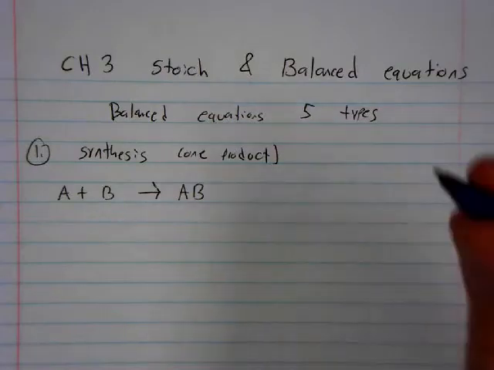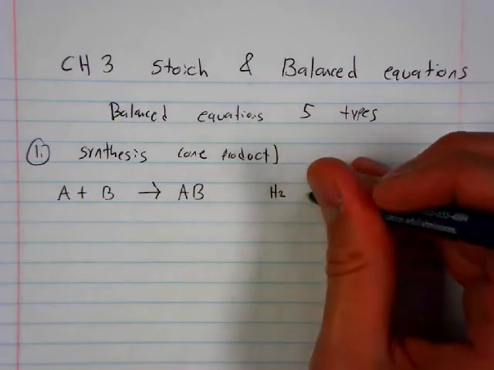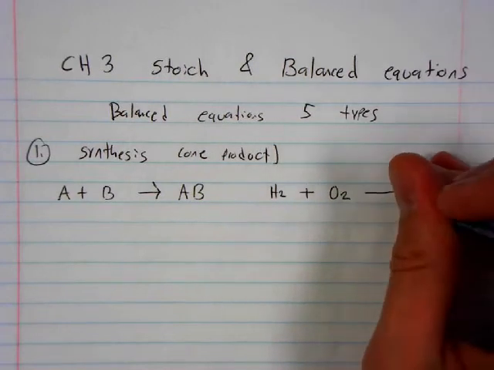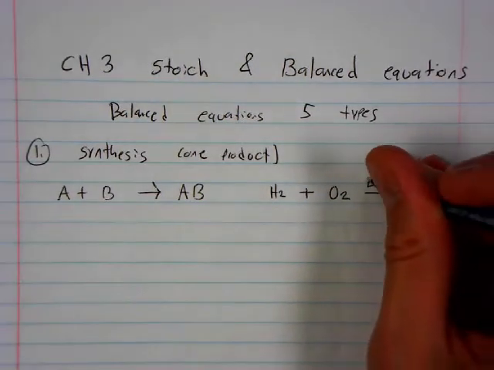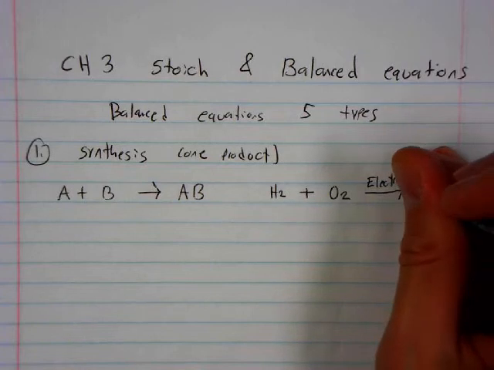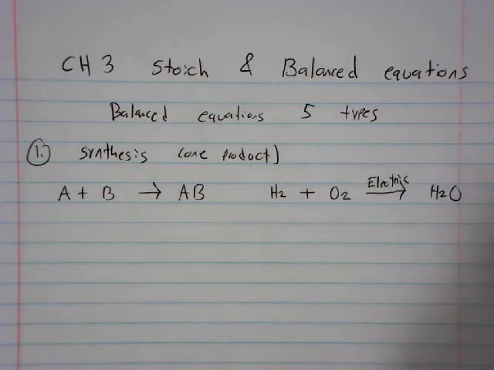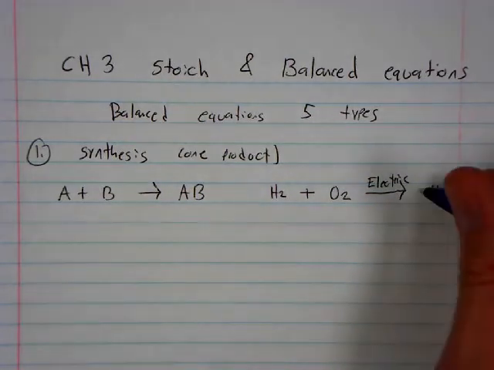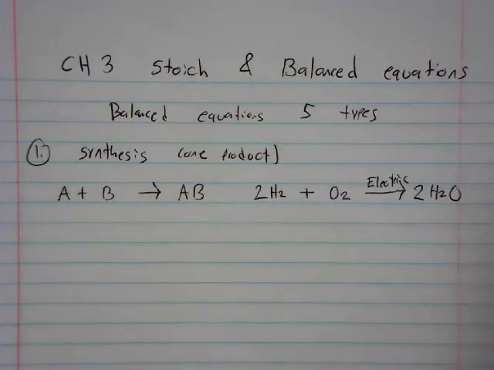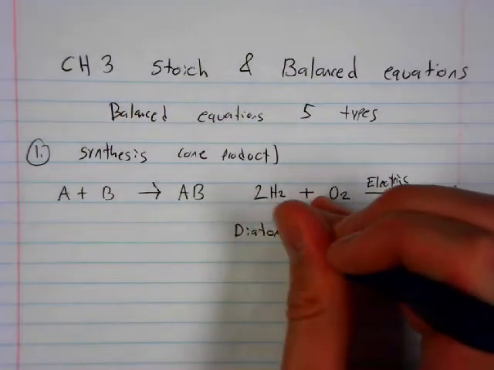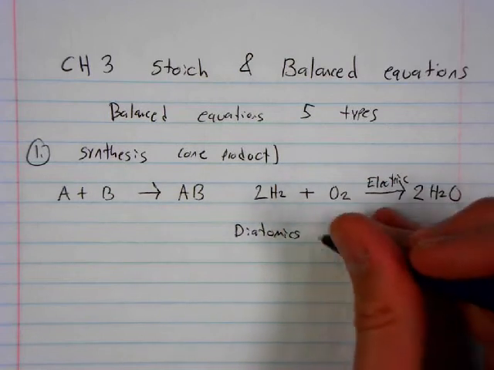Or if I took something like hydrogen, which is a diatomic, plus oxygen, which is a diatomic, and I electrify that as a catalyst, I could actually make water. That's not balanced, so I put a coefficient of 2 here and a coefficient of 2 there, and that is balanced.